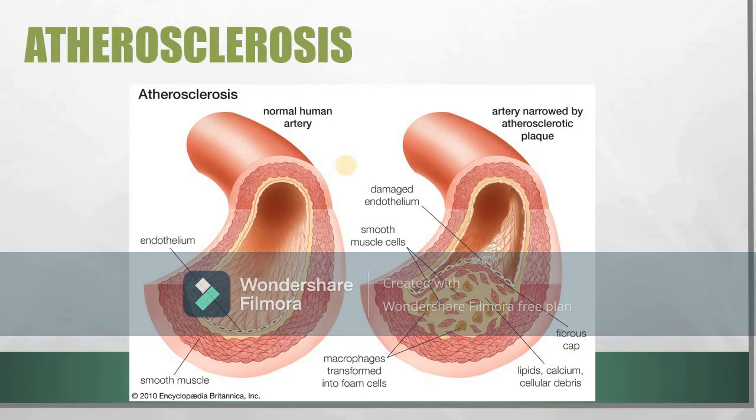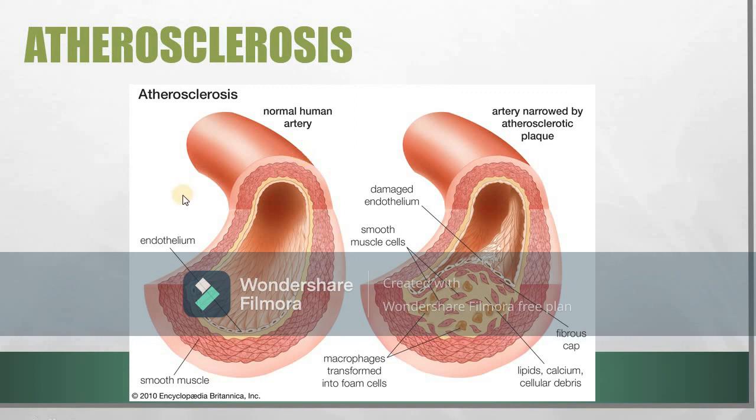The next topic is cardiovascular disorders. There are two major cardiovascular disorders. One is atherosclerosis or arteriosclerosis, in which there is a narrowing of arteries, and this narrowing of the artery is because of the deposition of lipids, calcium, and cellular debris.